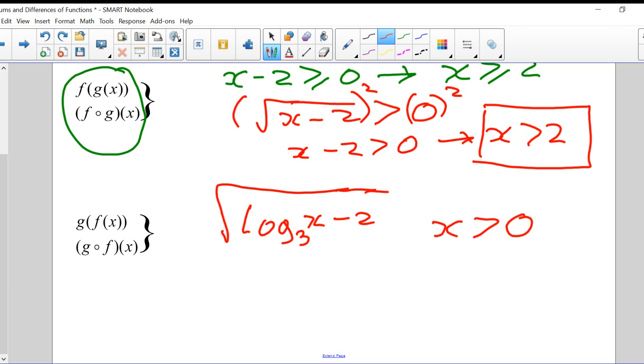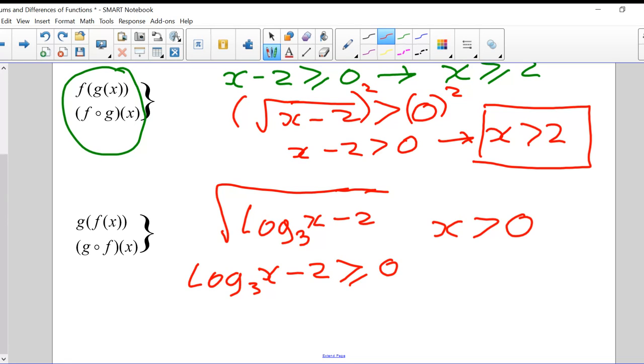Second condition is that this thing under the square root sign, the log base 3 of x minus 2, must also be greater than or equal to 0. It can be equal to 0. That's fine because it's a square root, right? So remember that. It can be equal to 0. Square root of 0 is 0. So we're good there. Can't be less than 0, but it can be greater than or equal to 0.